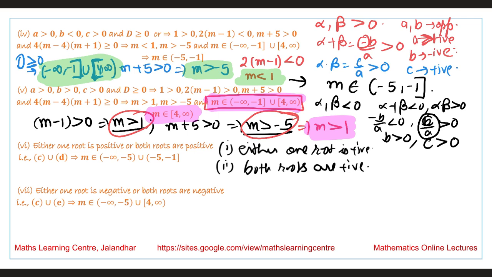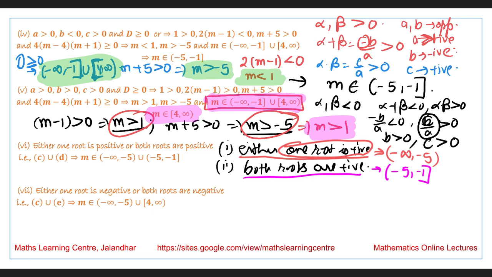So we have already seen that if we are saying that one root is positive, it means that the roots are of opposite sign. So this is the case 3 we have seen, and in this case the answer we have is minus infinity to minus 5. And when we are saying that both roots are positive, it is the case we have already seen, and the answer we have is minus 5 comma minus 1.